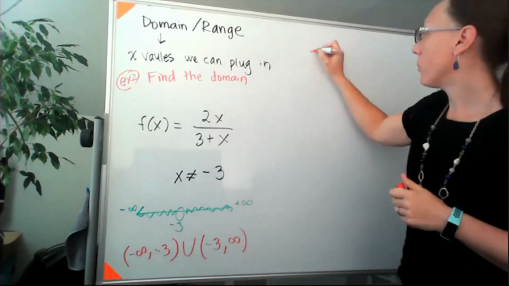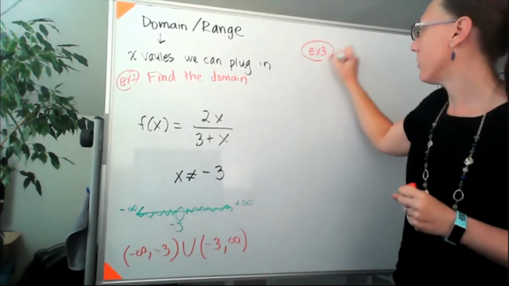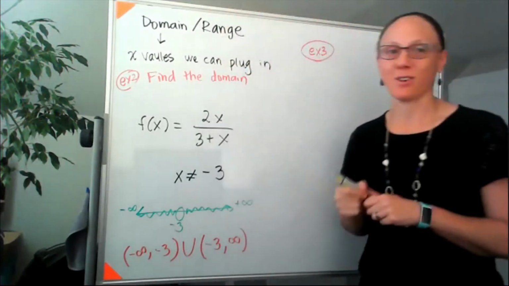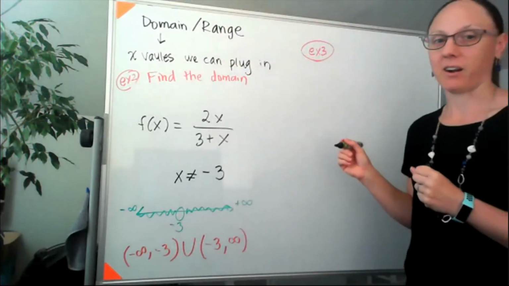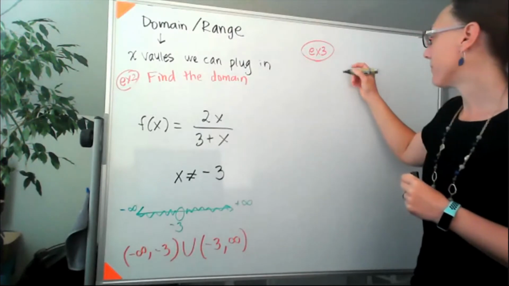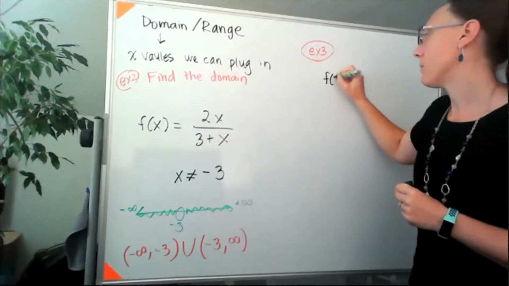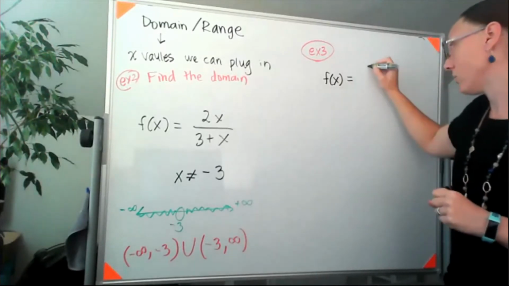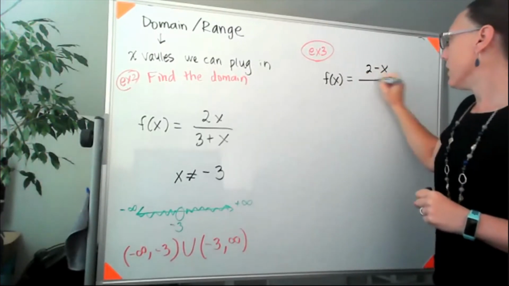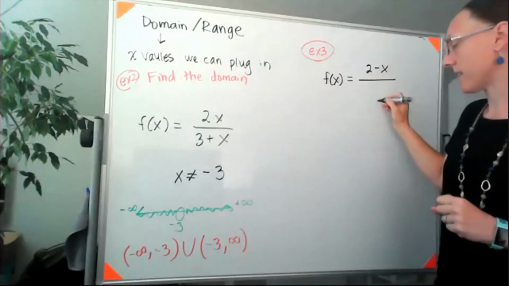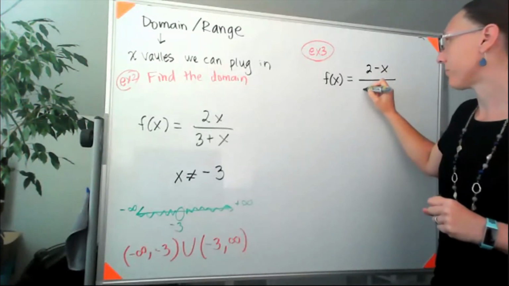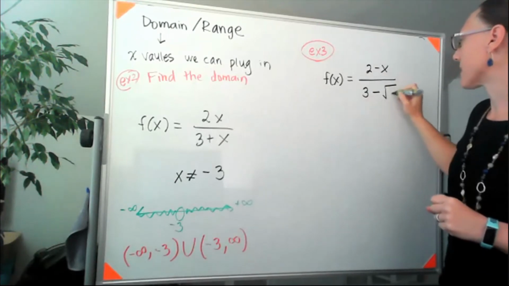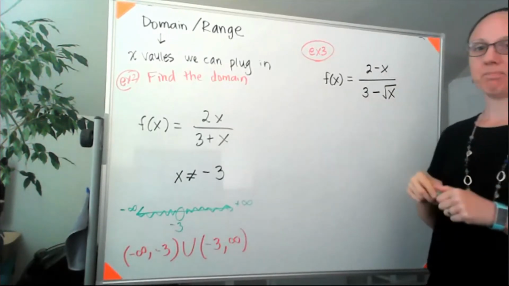Let's do one more example. I'm going to make life get a little bit messier in terms of our domain here. And I'm going to make f of x equal to 2 minus x over 3 minus the square root of x.